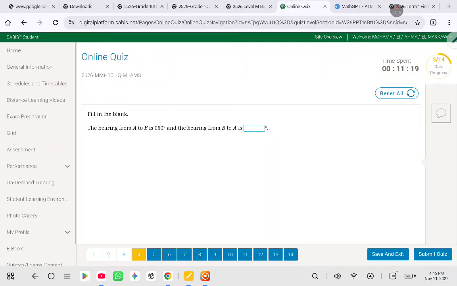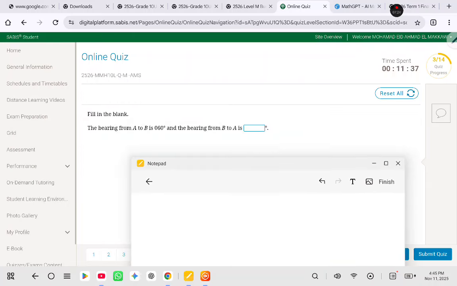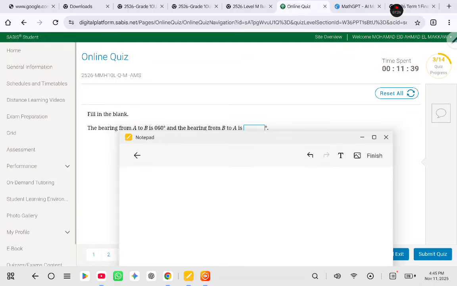Okay, guys, this is a repeated question. We already did it, but I'll just explain. We had this last week, but I'll sketch it again. What you do in this question is, they're saying A to B is 60 degrees. So this is A, saying 60 degrees. Let's say this is 60.